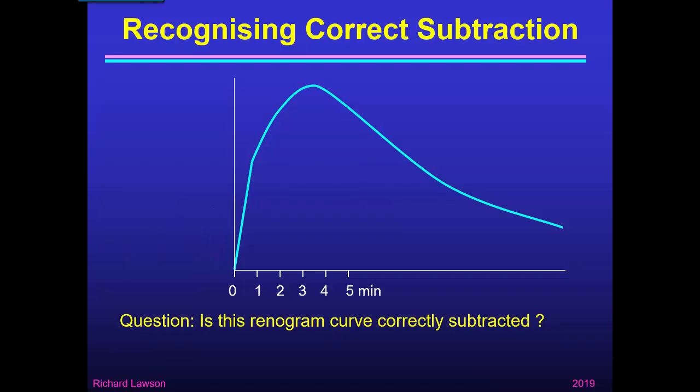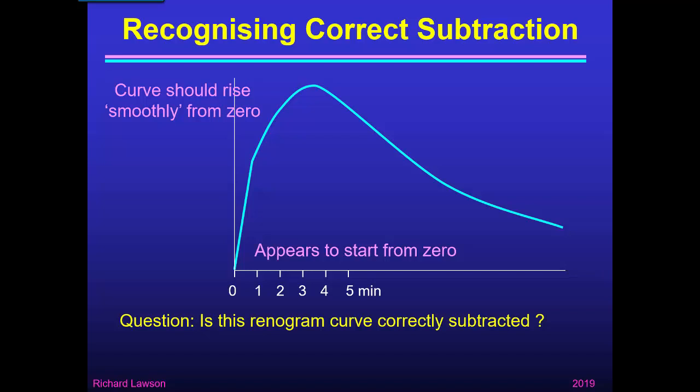We have not taken off enough blood background for this curve. But what about this one? Is this renogram curve correctly subtracted? Well, it does seem to start from 0, but the model said it should rise smoothly from 0, and I emphasize the smoothly, and I don't think this is a smooth curve. There is a kink at about 40 seconds in this curve, so clearly the model isn't quite right. So what we have to do is to say, well, the model is alright after 40 seconds, but before 40 seconds something seems to have gone wrong.